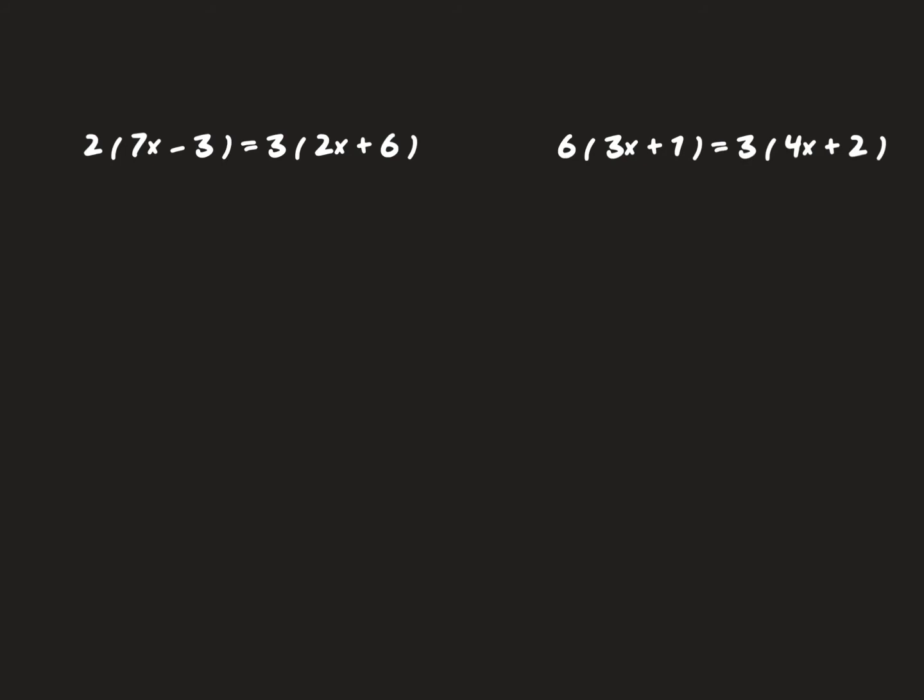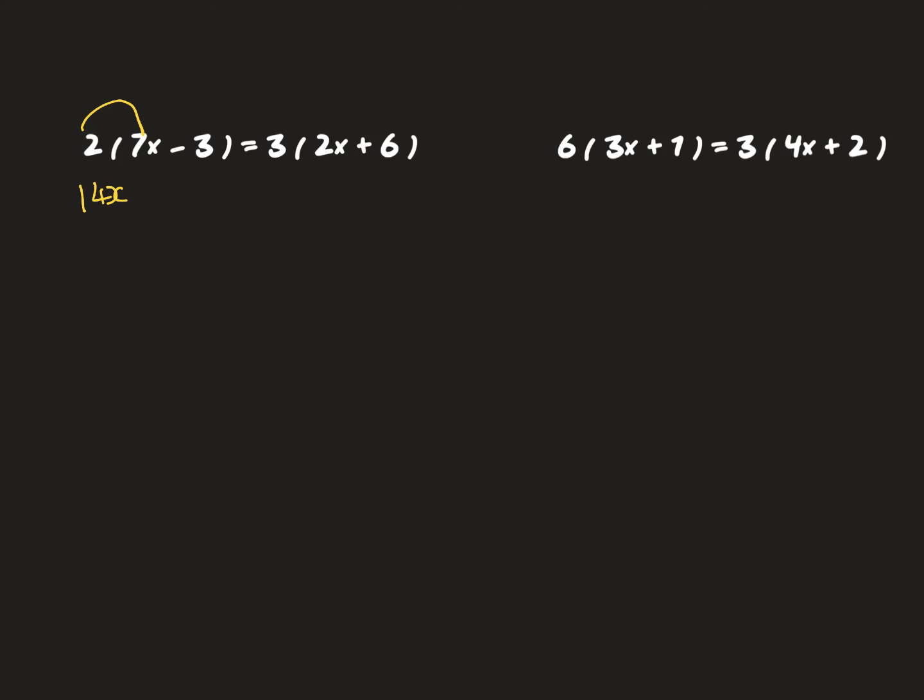Right, so we're going to take a look at a couple of equations now which have two sets of brackets. Now this doesn't change anything, you're just multiplying out each set of brackets and then solving the equation after that. So key is really to get the brackets multiplied out. So on our first one here, we're going to multiply 2 by 7x. So 2 times 7 is 14, so this is 14x.